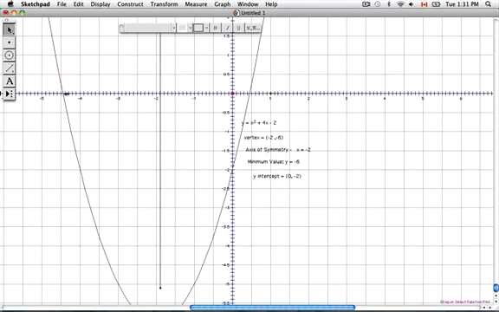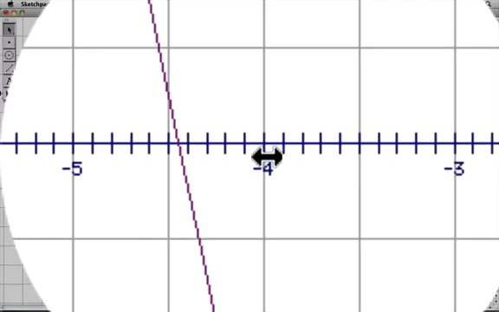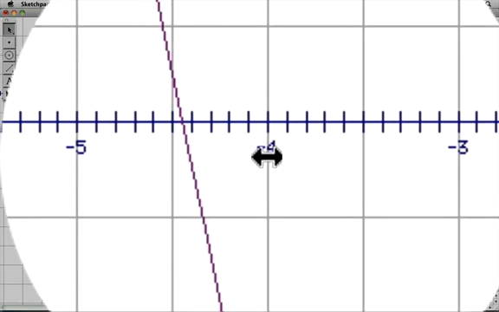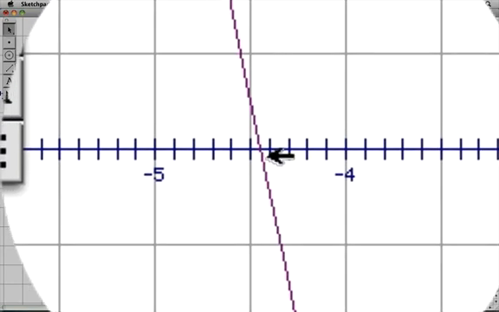Let's figure out a coordinate for this. As you can see, it's not quite halfway. So we can estimate that x is equal to -4.45.